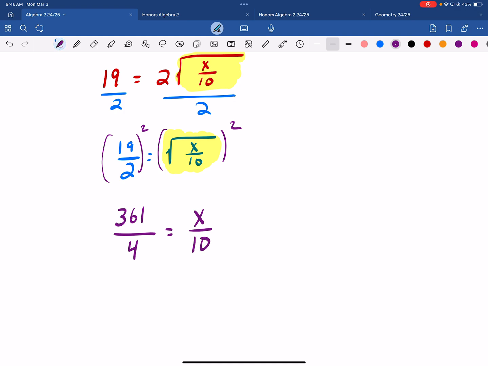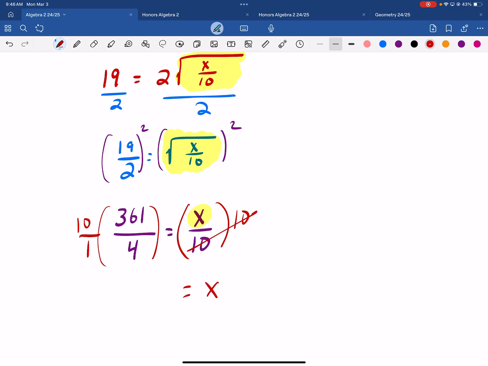Now what? Solve for my variable. So my variable is being divided by 10, so I have to multiply both sides by 10. That leaves me with x. It's a great number. I'm going to make this a 5 and this a 2. What's 5 times 361? 5 times 361 is 1,805.